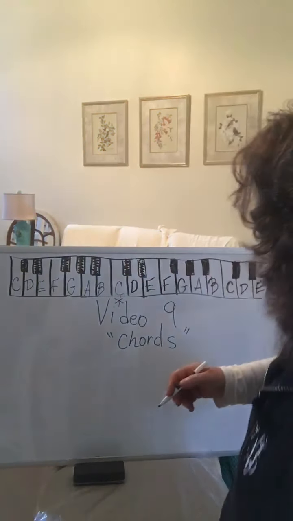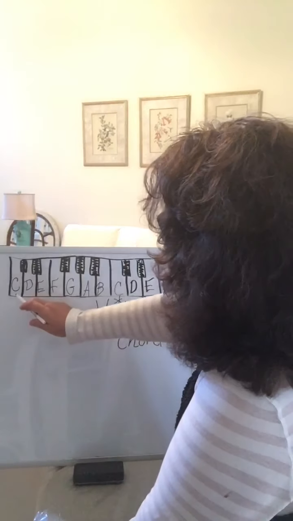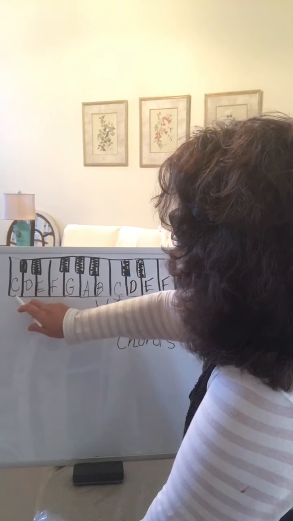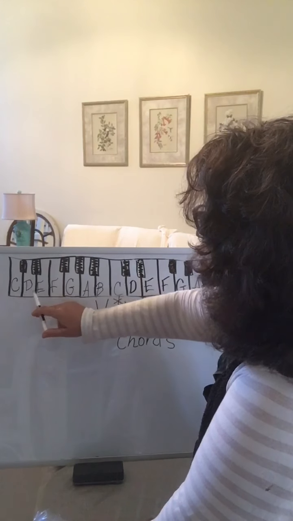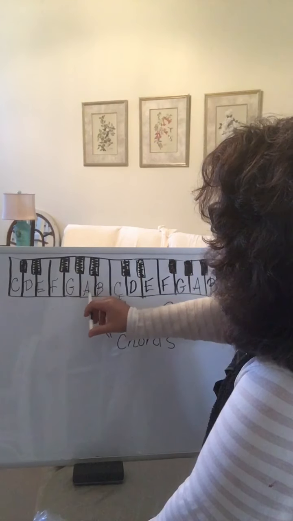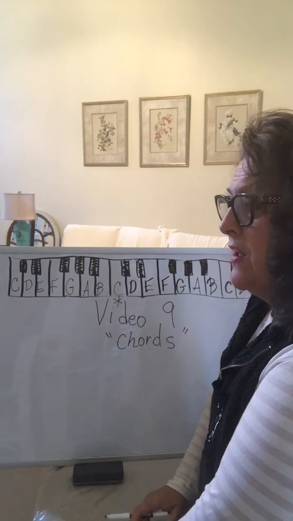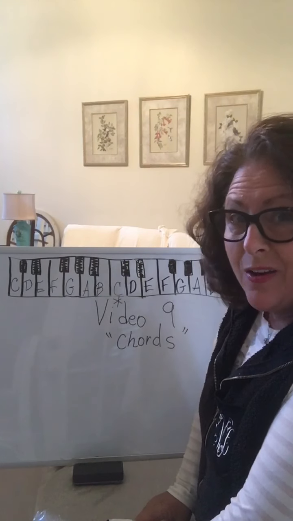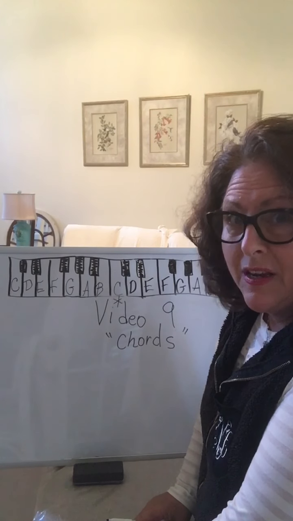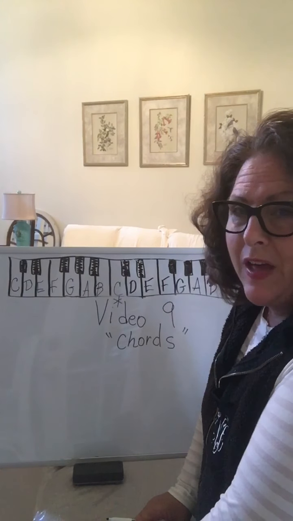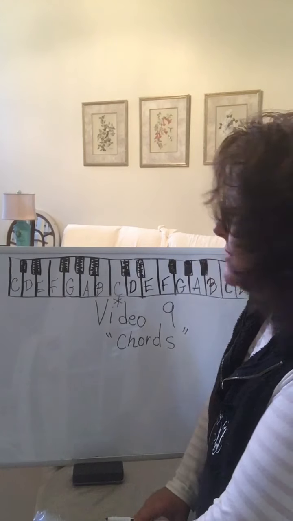So, first of all, we're going to go to the left hand, and let's just review the notes in the C major scale. C, D, E, F, G, A, B, C. And the definition for a scale is 8 notes or tones in a certain order. So that's what a scale is.